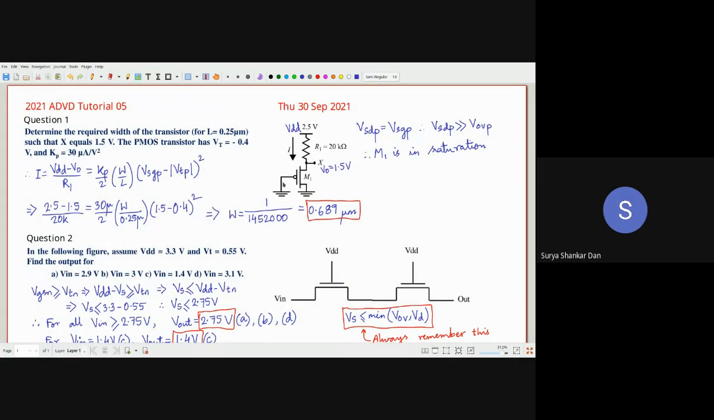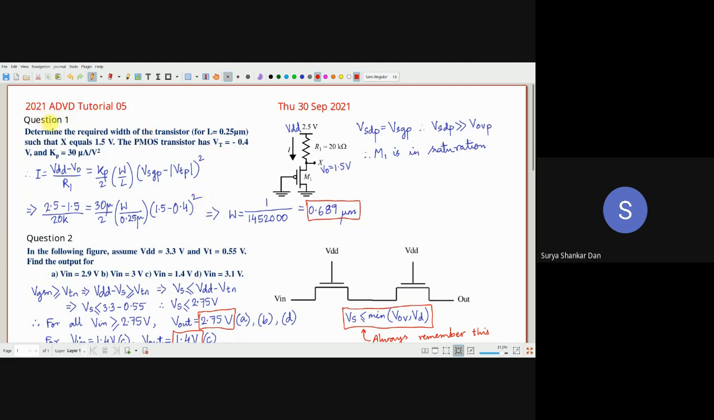Okay, so let's begin this tutorial. In today's tutorial, we will work on transmission gates and pass transistors. But before that, we will finish off with the first problem.